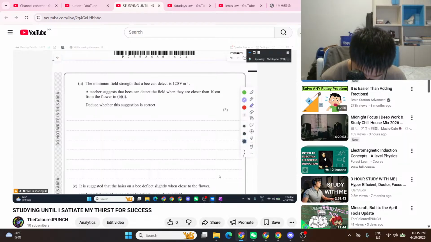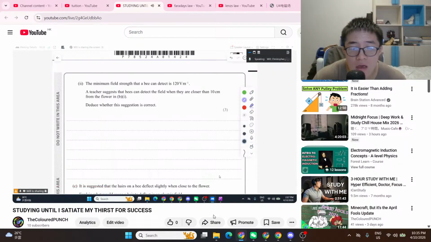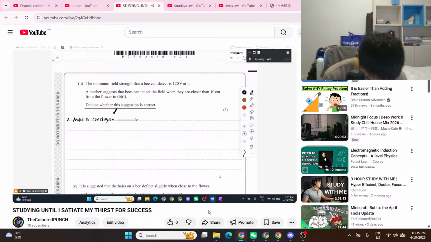Calculate the electric field strength, and deduce whether the suggestion is correct. So the first thing you have to do is answer the question: is the suggestion correct or not? Make the conclusion first. So do you think the suggestion is correct or not? It is incorrect.